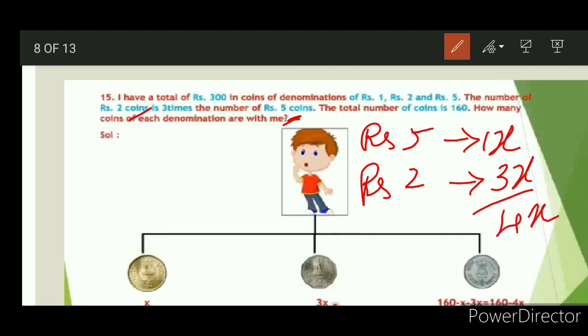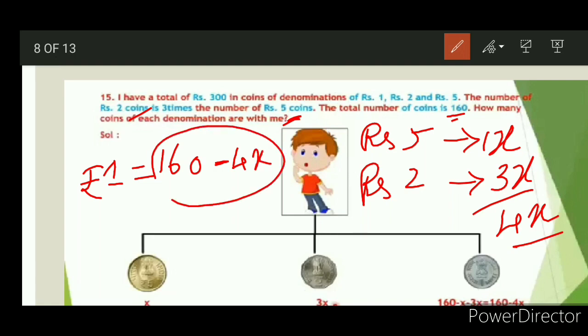Here there is no variable number, means it is 1. 4x. Now there is no information about 1 rupee coins, but we should find the total coins that are given in the question. How much is it? 164. From that, if you subtract the number of coins of 5 rupee and 2 rupee, which is 4x, then 164 minus 4x is the number of 1 rupee coins.